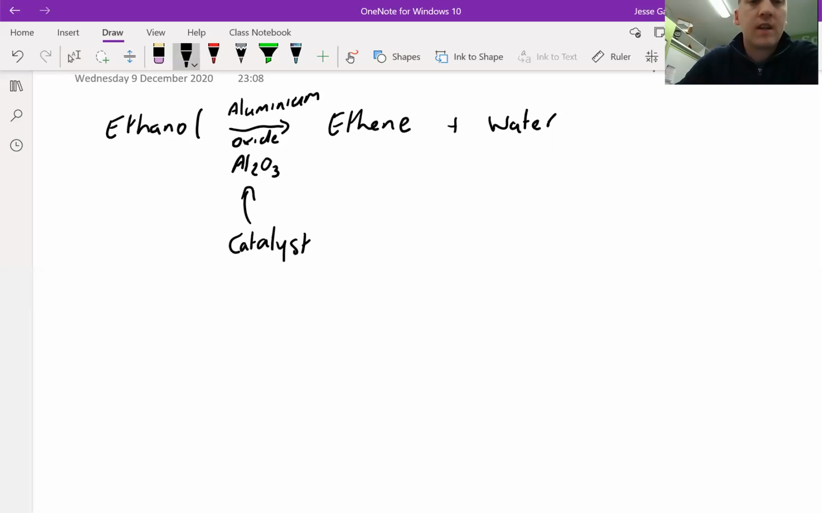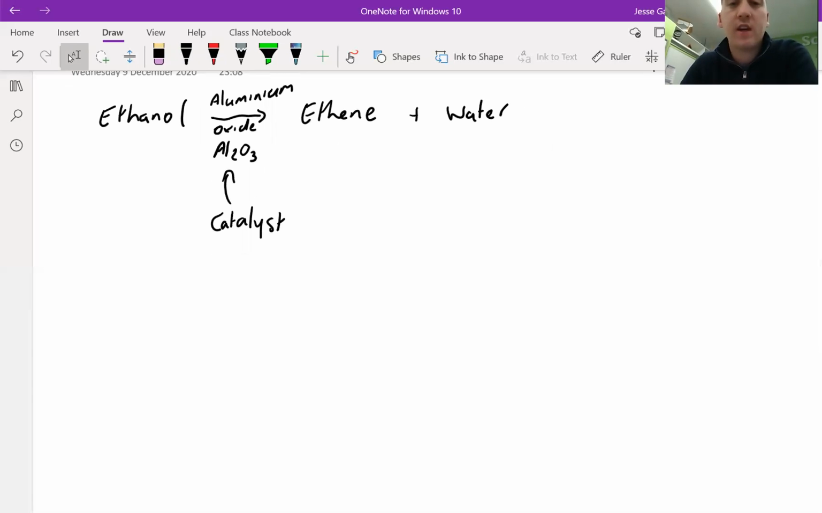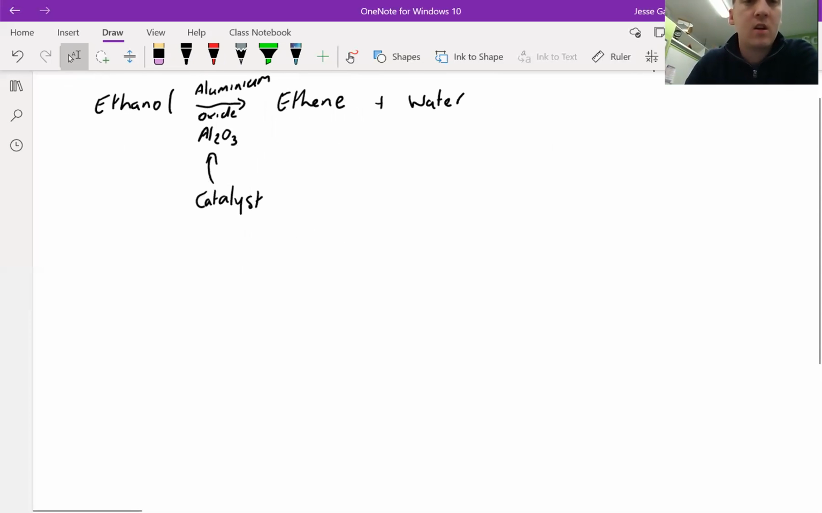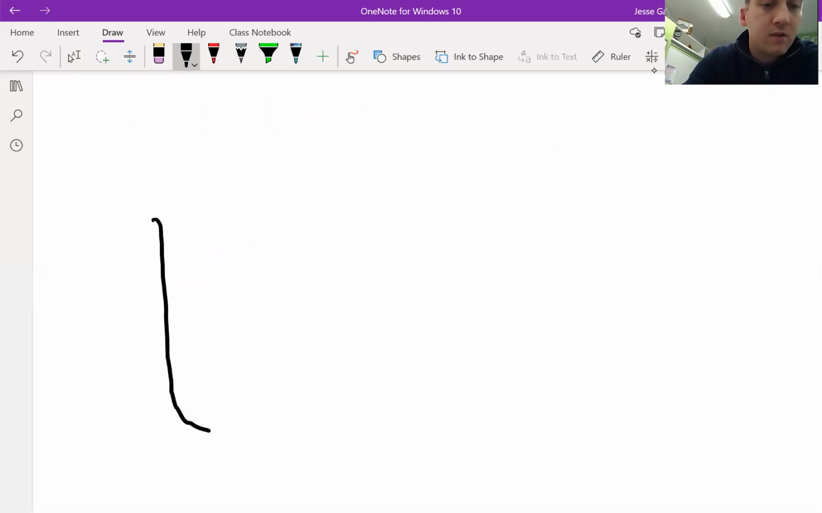Okay, so that's the basics of what we're doing. We're starting with ethanol and we're turning it into ethene plus water. We'll look a little bit more detail at this later. I'm going to come back to it and explain the formulas a little bit more. For now, we're going to take our diagram. We're going to draw a diagram here, and in our diagram, we're going to start with a boiling tube. So this is a boiling tube.